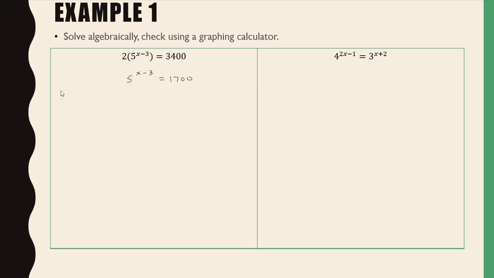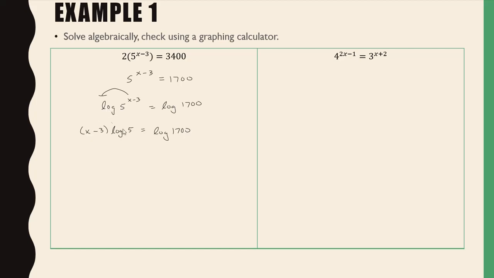Now I'm going to take log base 10 of both sides. So we get log 5^(x-3) equals log 1700. Then I'm going to use my power law. So I'm going to take this exponent, and it's going to become my new coefficient. It should be in brackets. So (x - 3) log 5 equals log 1700.